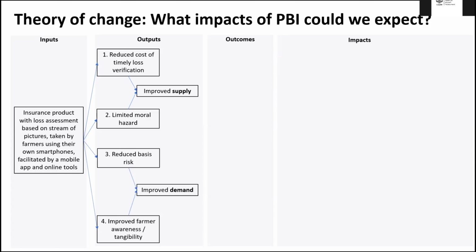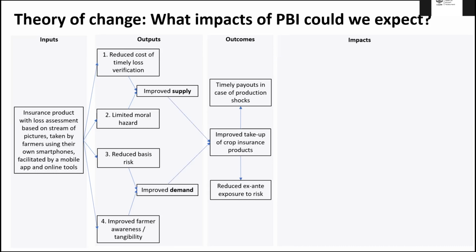Now also, and this is more on the demand side, we expect that this solution helps reduce basis risk in index insurance, thereby improves demand, and also improving demand not necessarily through the product design and the accuracy of payouts, but also by improving the tangibility. That farmers might see, oh yeah, it just works like my car insurance, so it makes sense, and that is encouraging them to take up these products. So what could that result in, in terms of our outcomes?